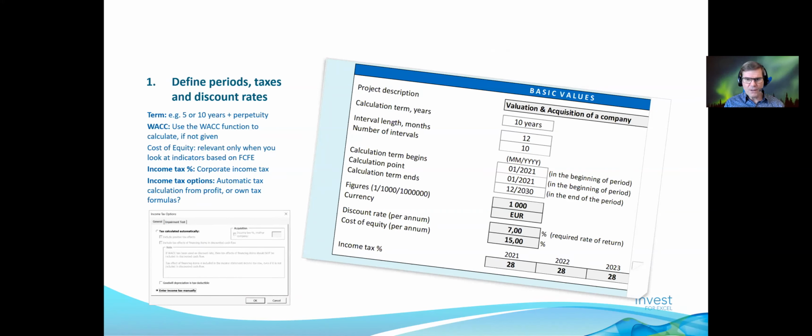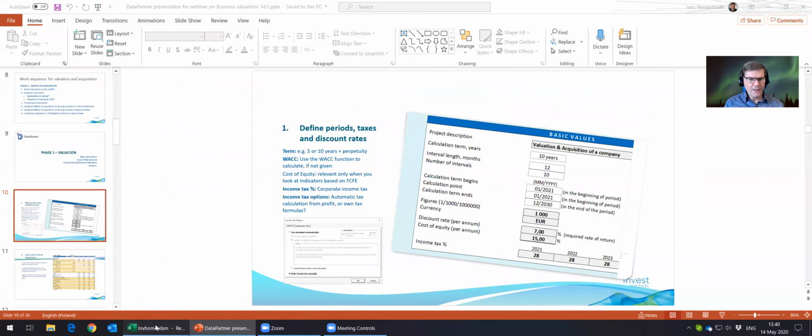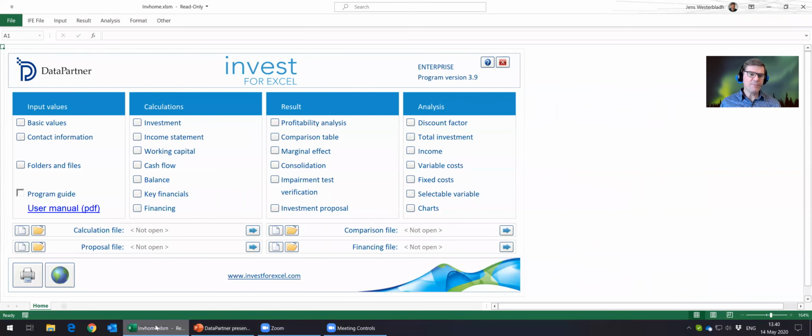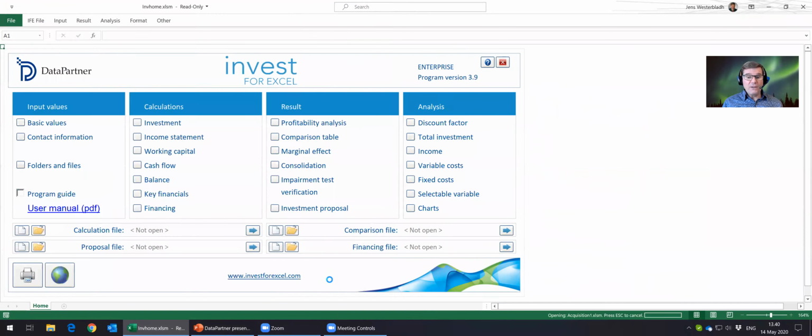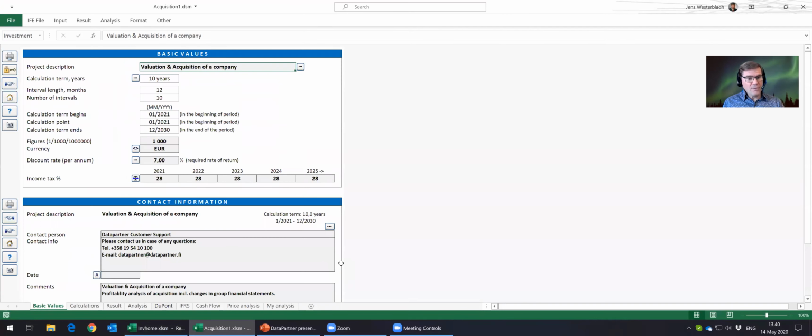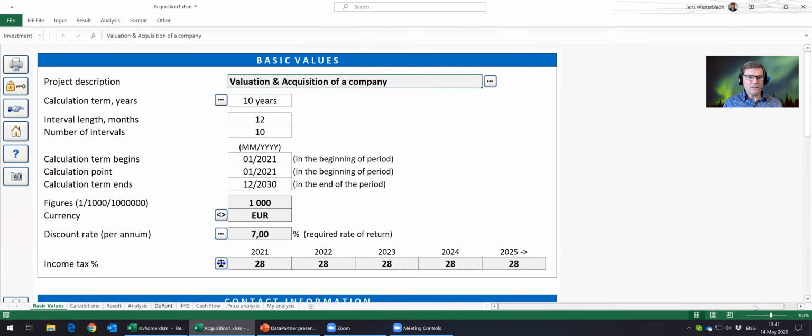Okay, now I will also switch to the program. Invest for Excel, it's open here in the background. And I open an existing calculation which has already input of values, so I don't have the time within this 1 hour to input everything. So we have a slightly easier way to do it like this.